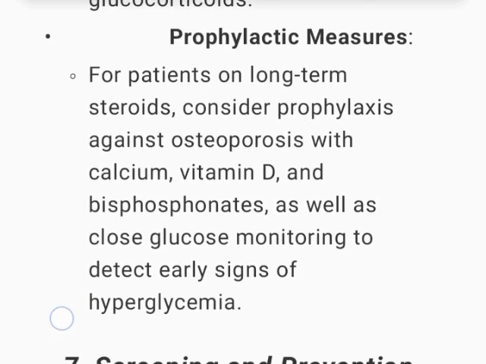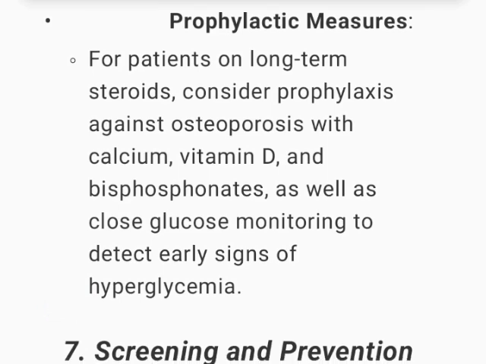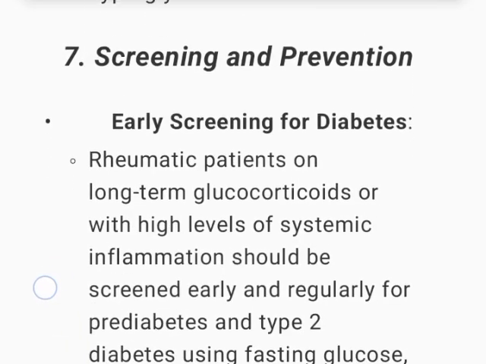Prophylactic measures. For patients on long-term steroids, consider prophylaxis against osteoporosis with calcium, vitamin D, and bisphosphonates, as well as close glucose monitoring to detect early signs of hyperglycemia.